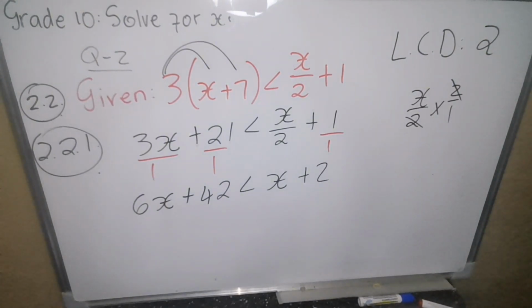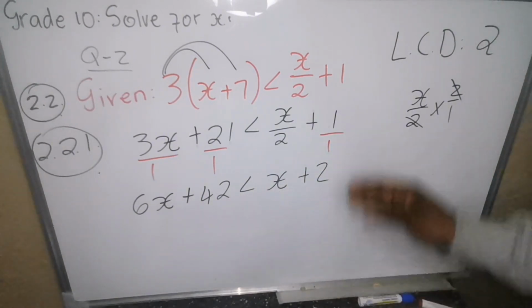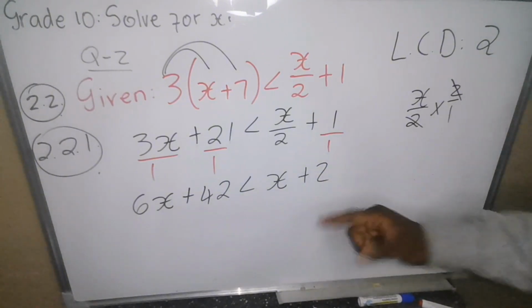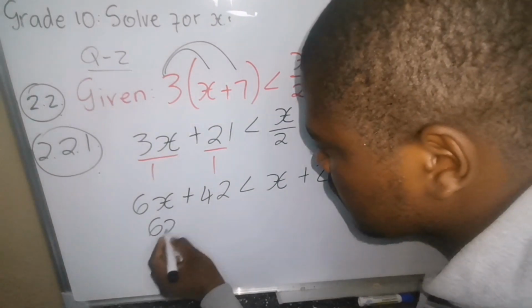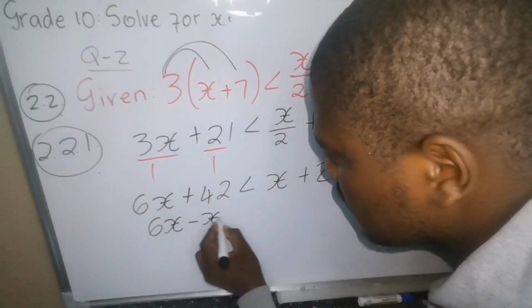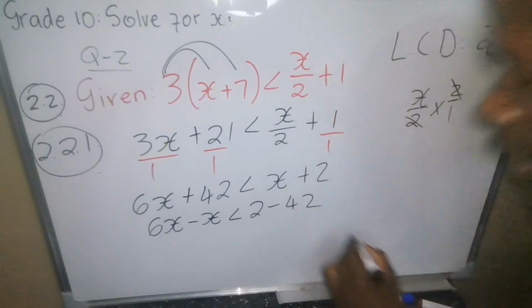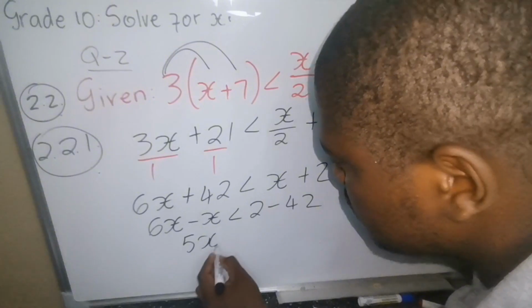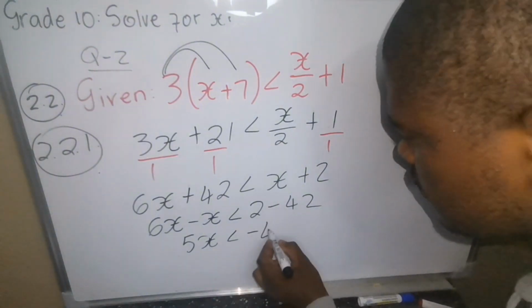Then for x, I group like terms. x and x are like terms, and 2 and 2 are like terms. So 6x minus x, smaller than 2 minus 42. Like so, guys. Then 6x minus x is 5x, smaller than 2 minus 42 is minus 40.